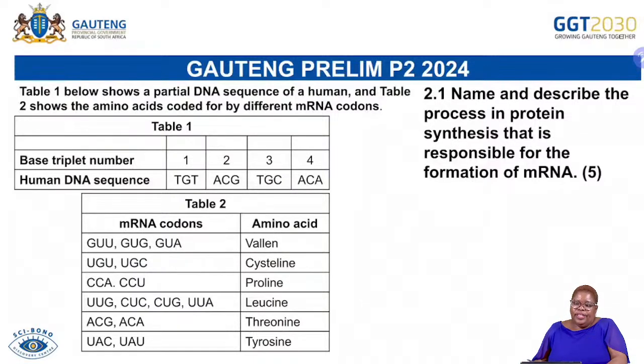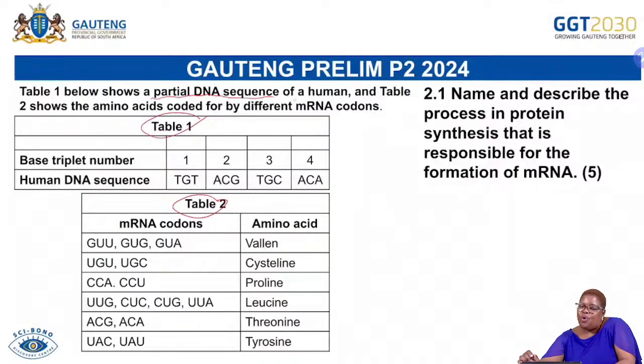So in this table, it shows a partial DNA sequence of a human. And table 2 shows the amino acid. Remember, we've got two tables, table 1 and table 2. That's the information that is given. It shows the amino acid coded for by different mRNA codons, okay? Now, it's important that when you answer questions, you look at the information given. Study the information first before you attempt.